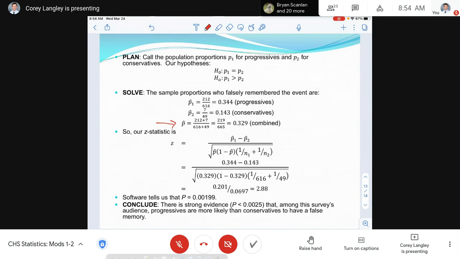Anyway, our Z statistic, we see the calculations right there. Turns out we get a Z score of 2.88. That is 2.88 standard deviations above the mean for this difference of proportions. That corresponds with a p-value of 0.00199. We have pretty strong evidence that among this survey's audience, progressives are more likely than conservatives to have a false memory. Now, that is for this particular question.